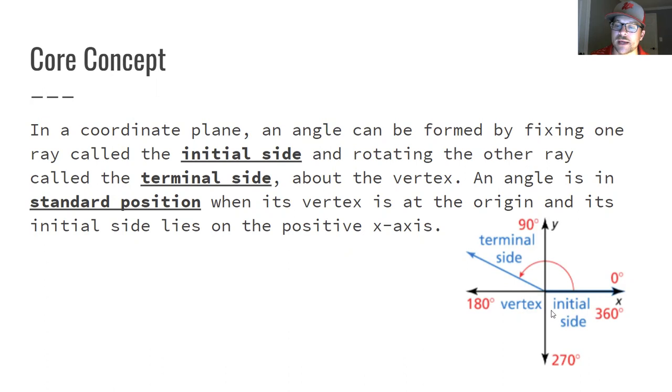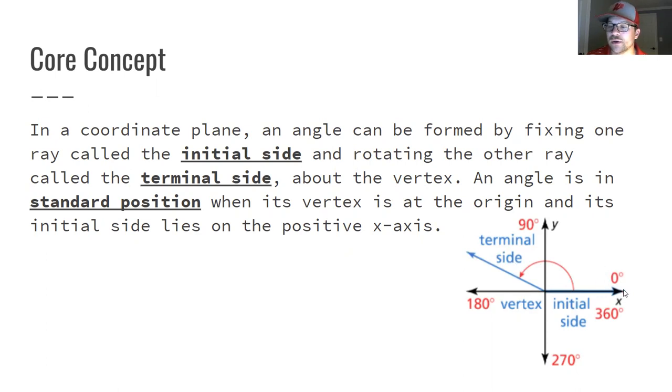So this diagram has it set up perfectly in its standard position. Notice that your vertex is at the origin right here. Your initial side is on the positive x-axis, so on the right side of your y. And that terminal side, wherever you want that angle to end up, is being rotated around the vertex, and wherever it ends up is what you are looking for.